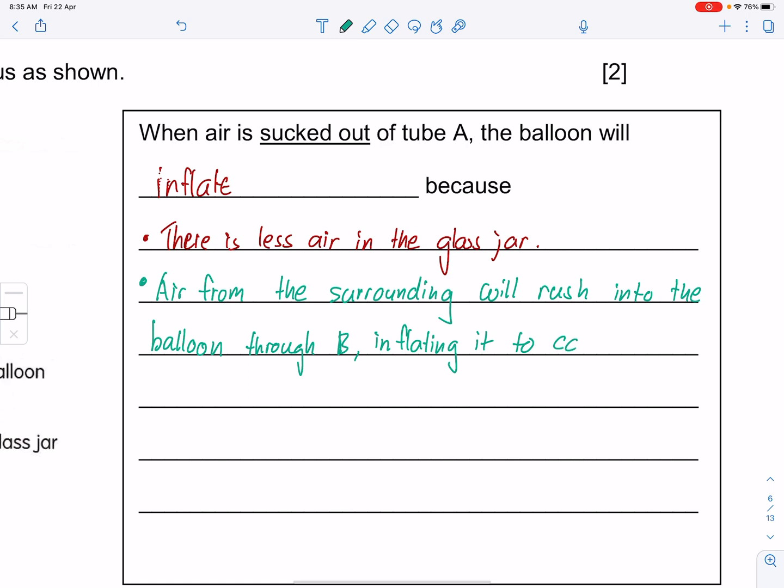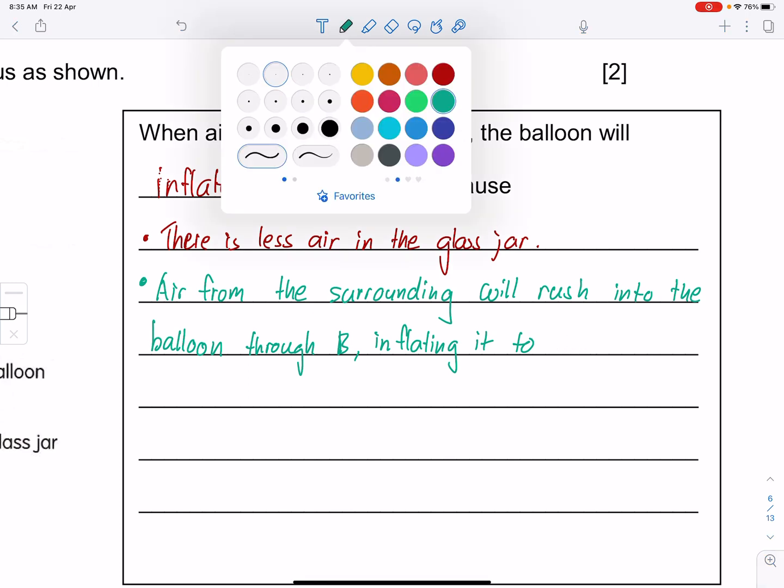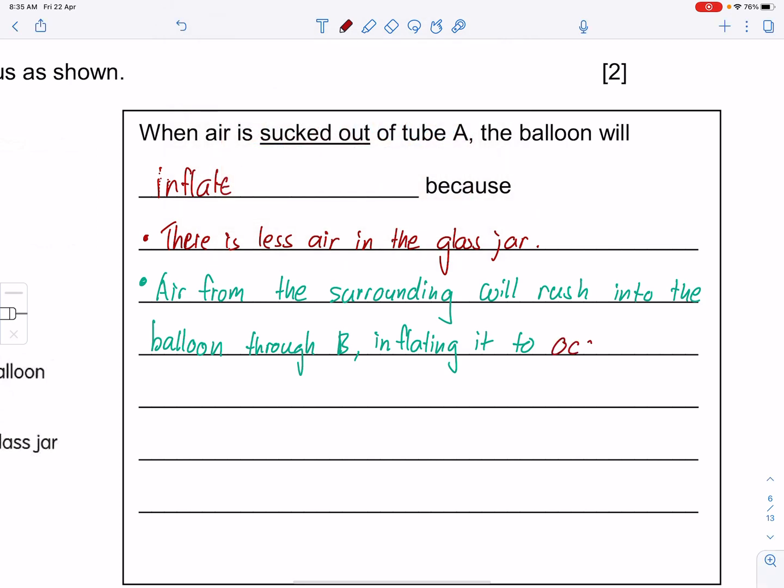To occupy. I will change to a different color to show you that this is another key point. The empty space in the jar. Okay, so this empty space was actually the space that was previously occupied by the air that was sucked up. Alright, so that's why it is empty.